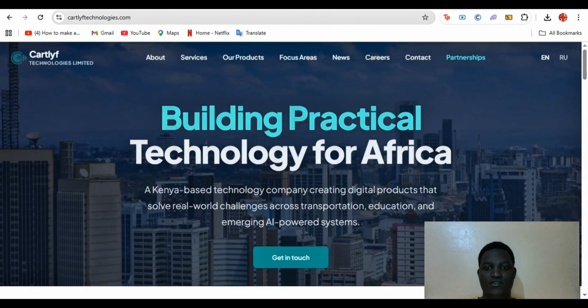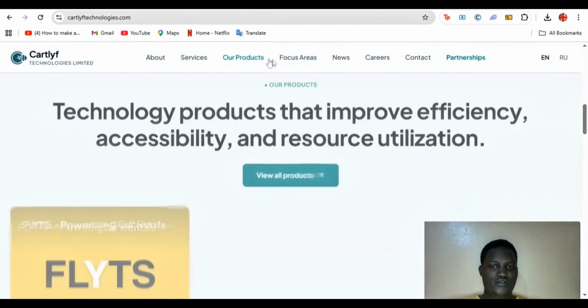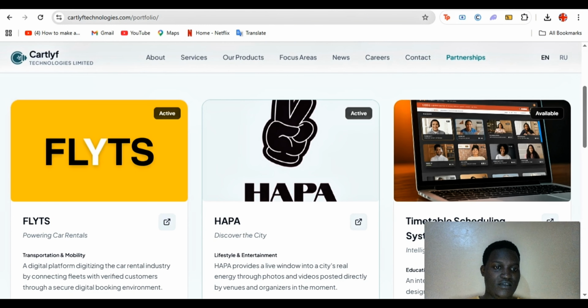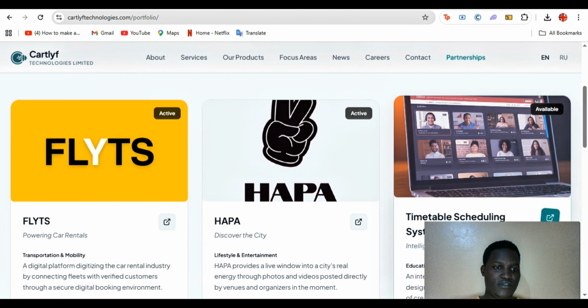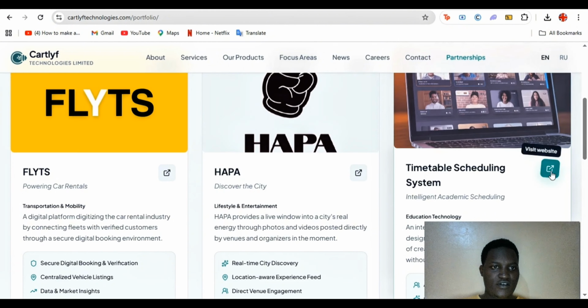We are a Kenyan startup building practical technologies for our complex African markets. And let's jump right into some of the products that we have. Today, we will be looking at our timetable scheduling system, which is an education and a general scheduling system that helps in automating the timetable making process that would ideally be done manually. Let's jump right in.